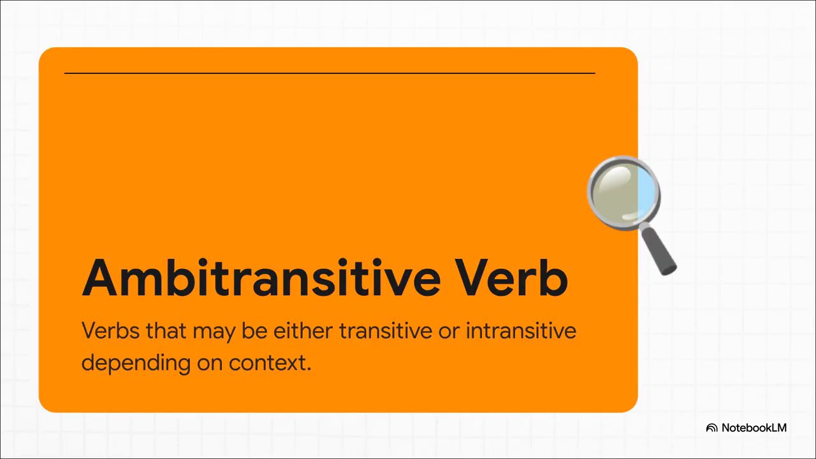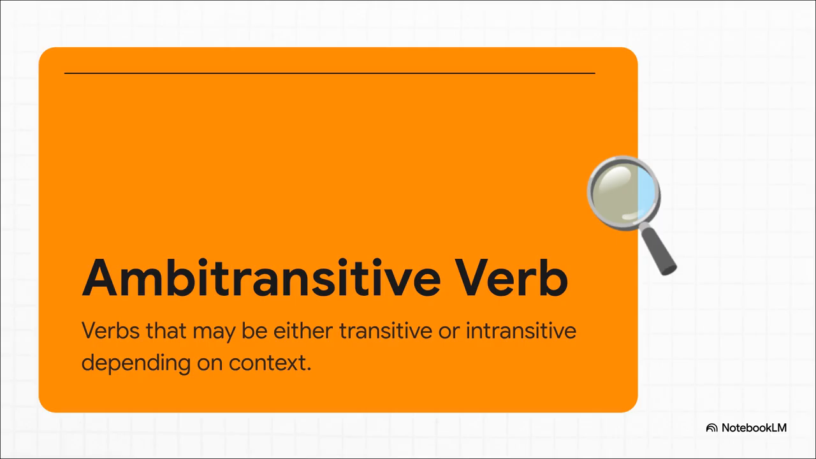Now, you might be thinking, oh man, do I have to memorize which verbs belong in which category? Well, actually, scratch that worry, because here is the secret. The vast majority of English verbs are ambitransitive. All that means is they aren't locked into one specific category. They can shift depending entirely on the context.